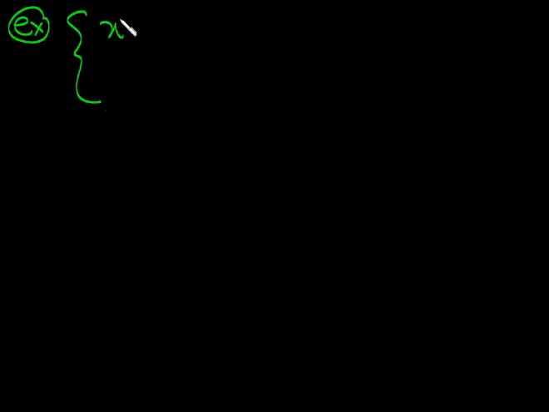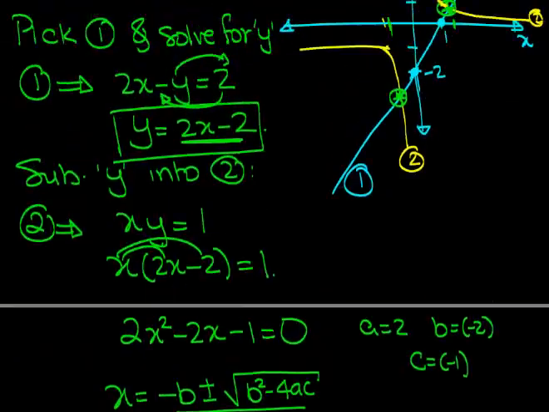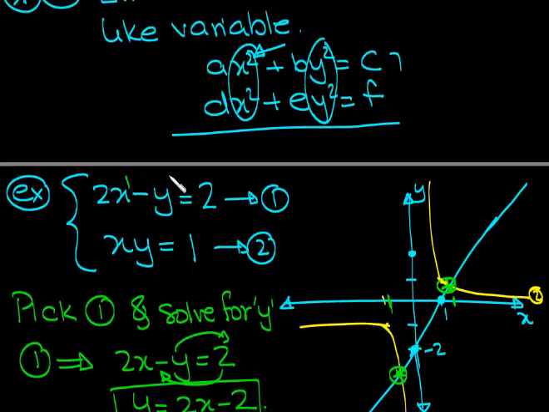Let's say if I have x squared plus y squared is equal to 10, and we have 2x plus y is equal to 1. So once again I have two equations. This is nonlinear because the degree is 2. By the way, why was this nonlinear? The degree over here was 1, so that's linear.